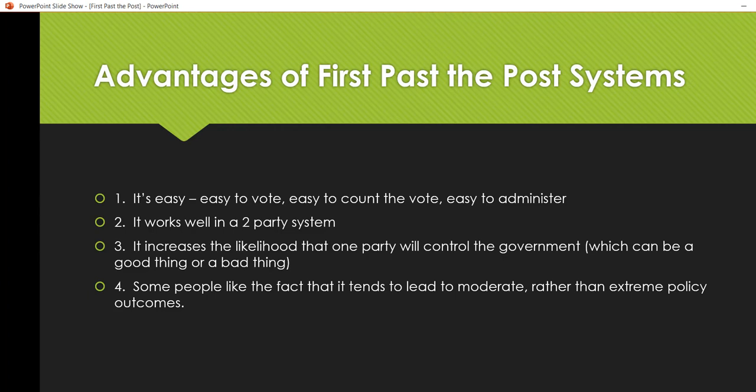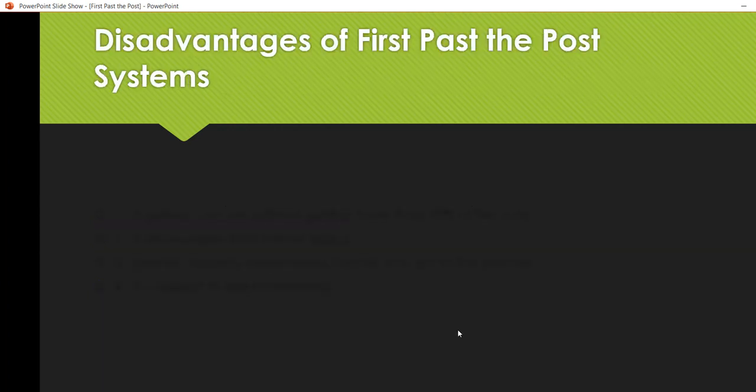That's not true in every single policy issue. It's not true all the time. But generally speaking, things tend to change relatively slowly. And for people who like a more moderate pace to the political process, single member districts are more likely to give you that. The disadvantages of first past the post systems, there are lots of them.